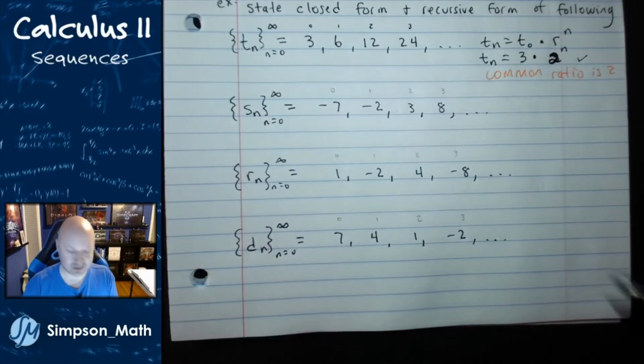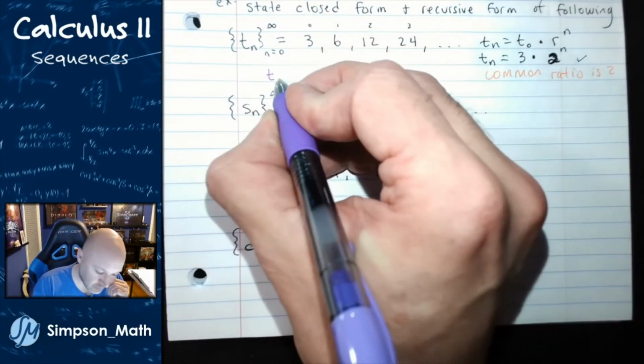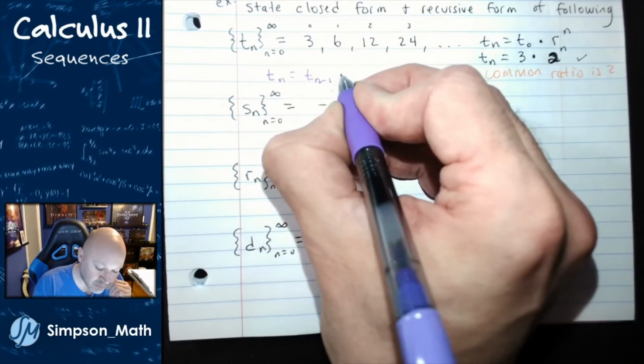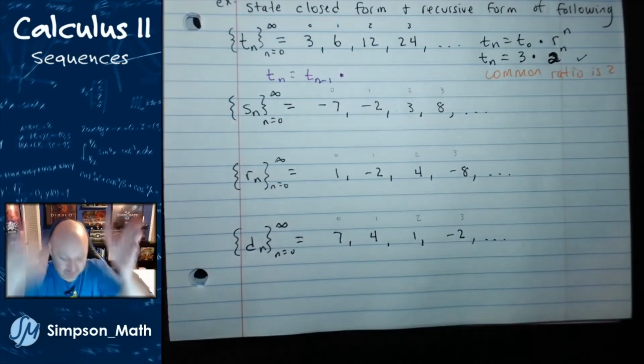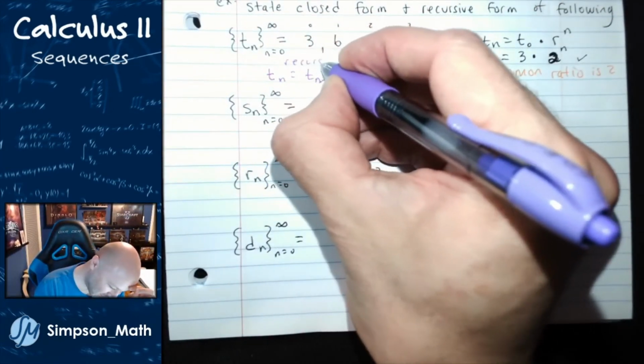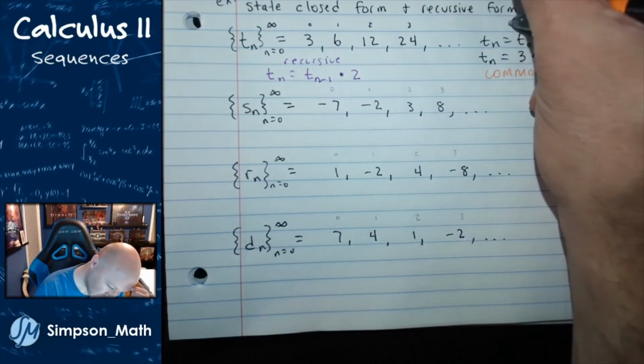The recursive form is too easy. You just take the previous term and multiply by 2. This is recursive, and this is closed.